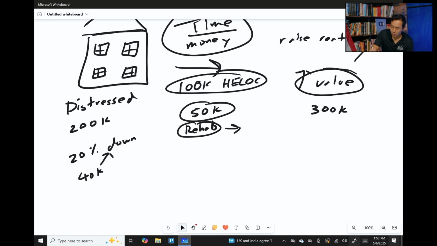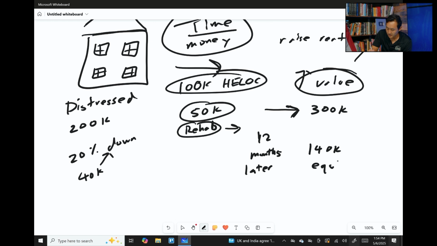Now the value is at $300,000, 12 months later, let's just say hypothetically, because we fixed it up. Now, in my experience, a $50,000 rehab shouldn't take 12 months as an experienced landlord, but let's just say in this world it does, right? So we got it to $300,000, which means at this point we got $140,000 worth of equity in this 4-unit building. Now, what you can do at this point, because I'm gonna do some math here.